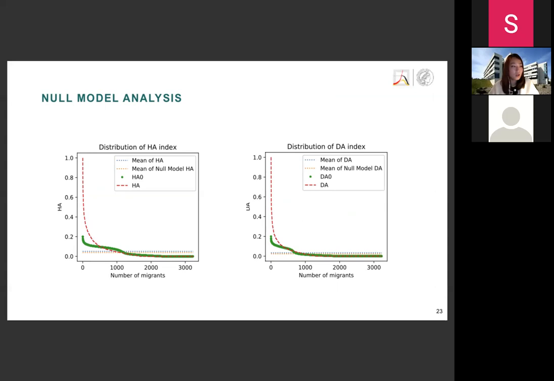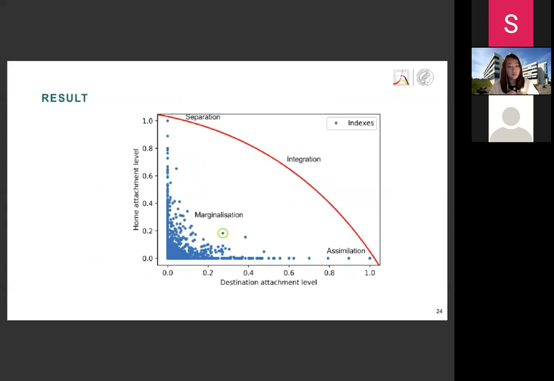So having confirmed that our method was good and our indexes were indeed reflecting the reality, we then plotted a scatter plot between the destination attachment and home attachment indexes to reflect the relationship between the two. So in this plot here, what we want to highlight is that we can observe different patterns of different migrants in our data, leading to different integration types as shown in the table that I showed you at the beginning. Meaning that the red curve here is an approximate indication of users' integration type.